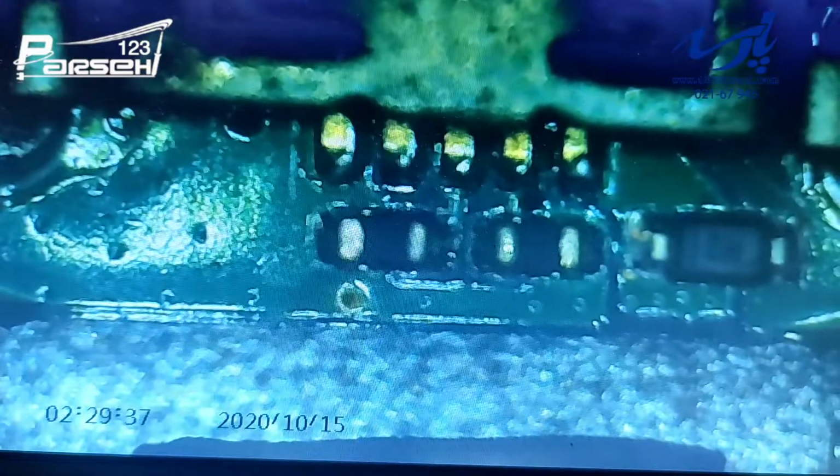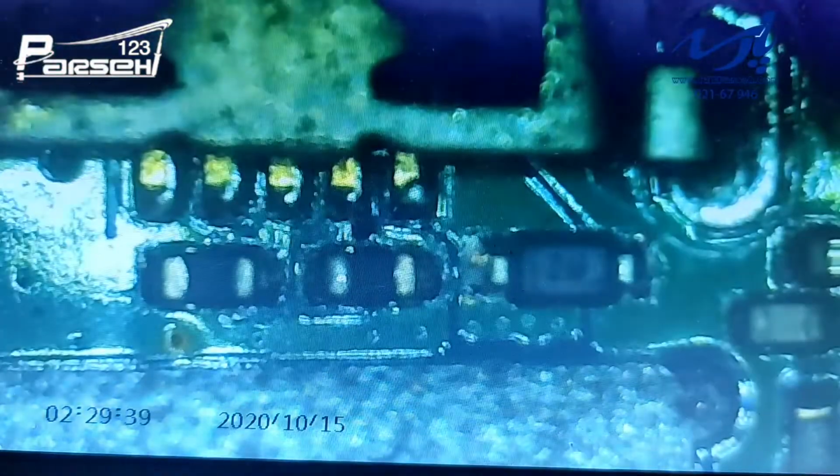Some of them might have more pins, like this one, as you can see, and another one that is right here. As you can see, there are still 5 of them, and 4 of them are very important. And another one that is like this.